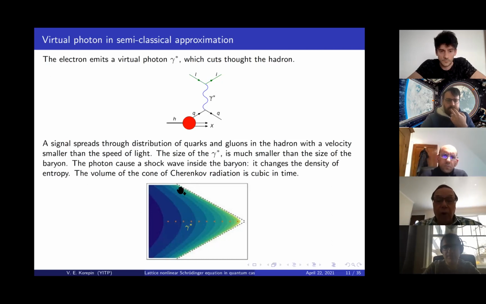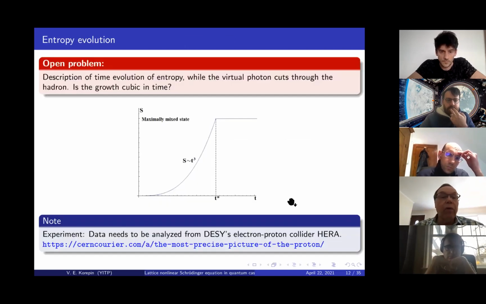And then the volume of this Cherenkov radiation, that's the gamma photon, the Cherenkov radiation, increases as a cubic function of time. So the first open problem is to describe the time evolution of entropy while the virtual photon cuts through the hadron. Is this cubic in time? I mean, this was the semi-classical approximation previously. Okay, so this is an important problem. It can be compared to experimental data. HERA at DESY was decommissioned, but there are still data which will be analyzed sooner or later. So deep inelastic scattering is important for experiments.